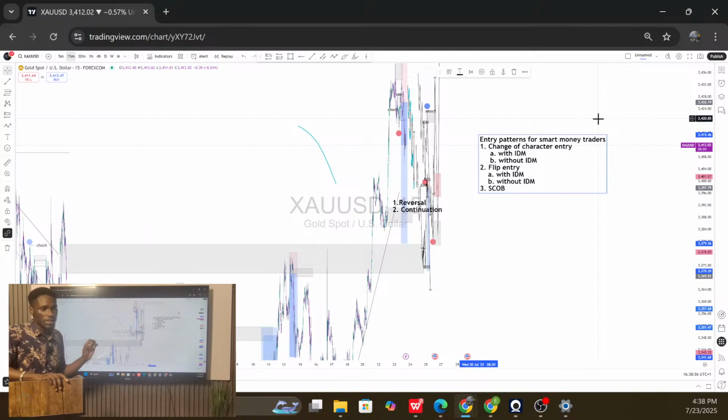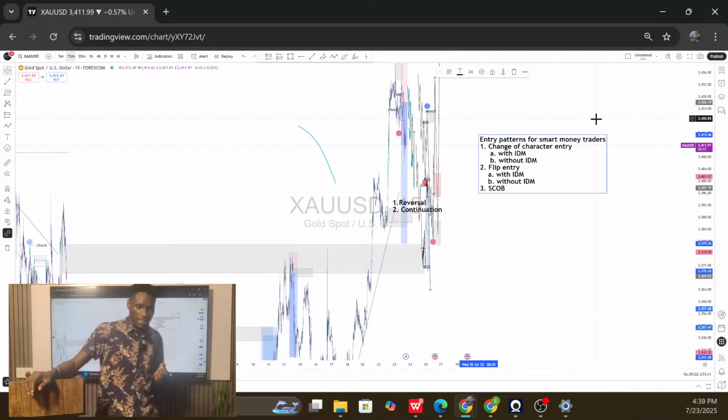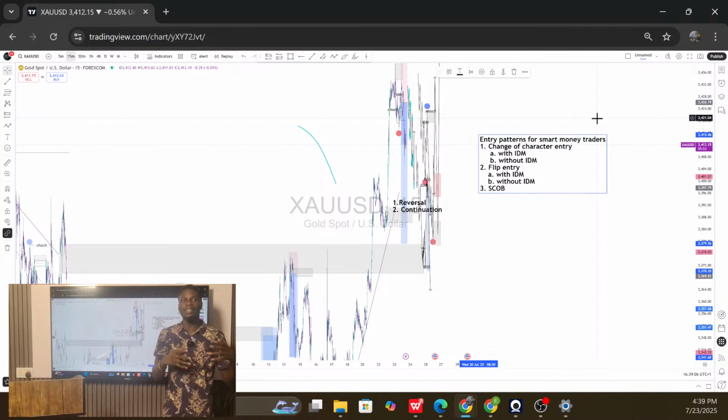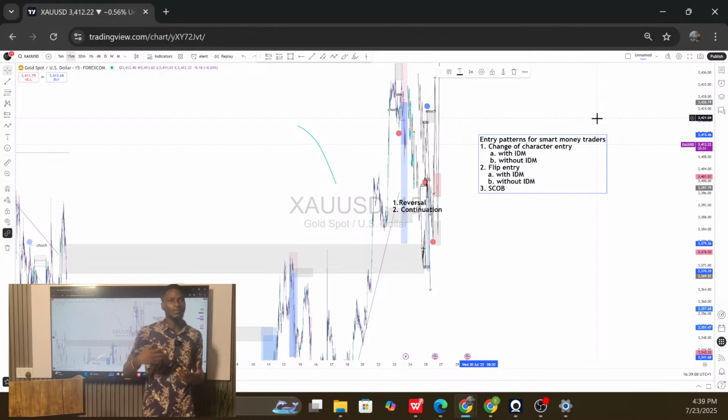So what is the flip entry actually? The flip entry is majorly traded using the idea of supply and demand, right? So you have a supply zone in the market that the market is respecting. The market has been creating higher highs and higher lows, and at some point, the market violates a particular low or a particular high.